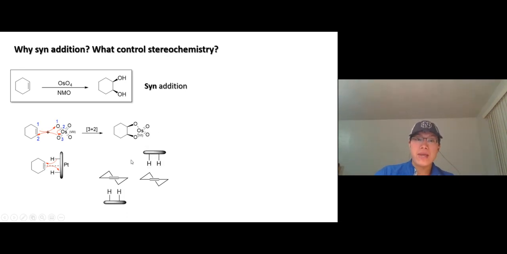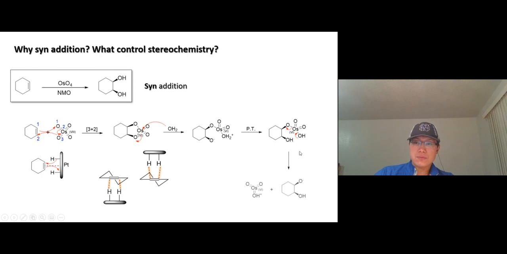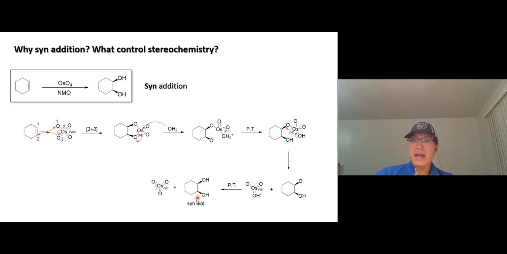Same thing: platinum can approach the alkene on the same side, one side at a time, bottom face or top face. Same thing with osmium. This one is at the top, right? And then water will attack the osmium, open the ring, proton transfer. So this hydronium ion donates a proton to this oxide, so we get OH there, right? And then osmium comes out, and you get an oxide right there, which can be protonated by that H plus, and then you get the product, the syn diol.